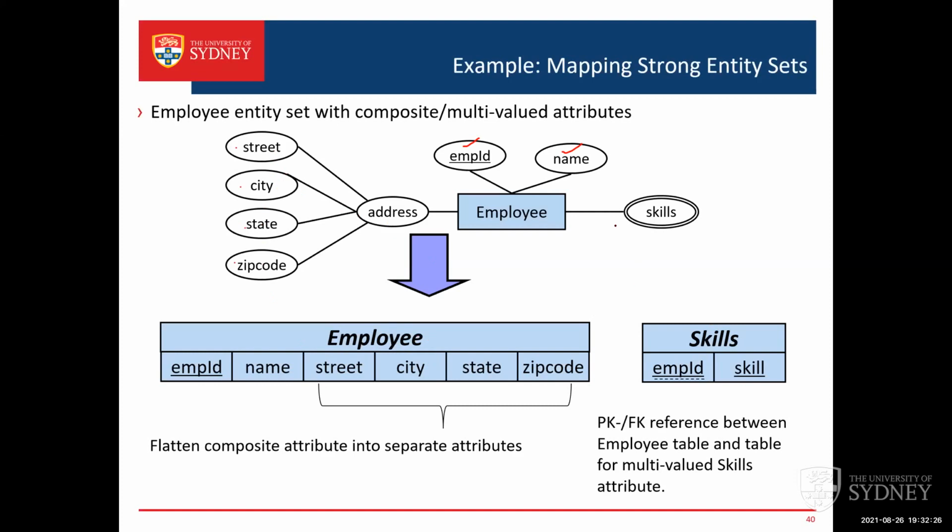What about a derived attribute? A derived attribute will normally go in here. There are no issues with derived attributes. If age is there, we'll simply put age in the employee table. There will be no attribute named address. So if someone asks for the address, we have to print out all four: street, city, state, and zip code.